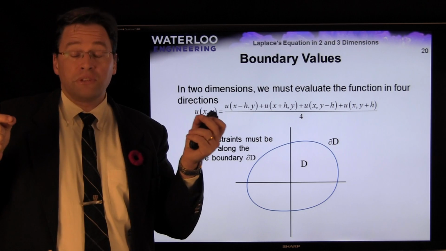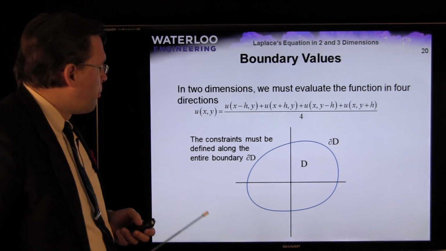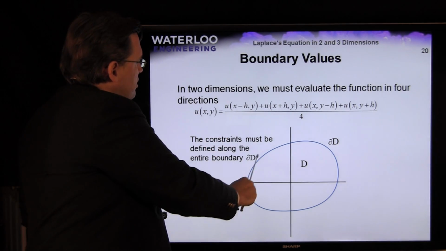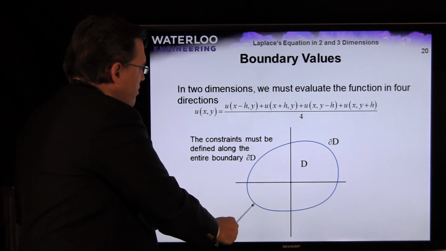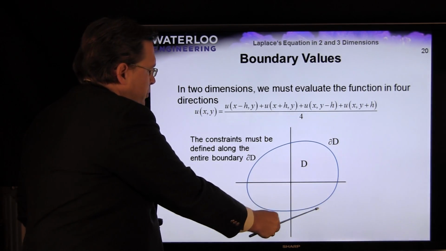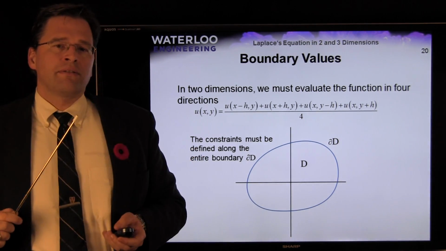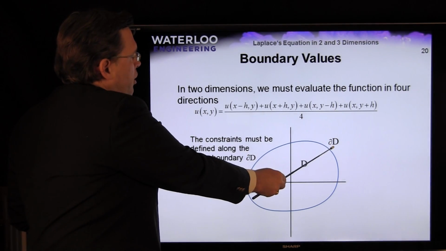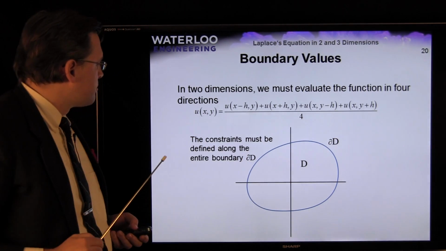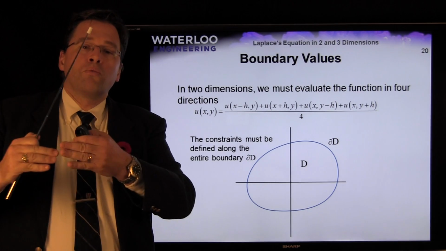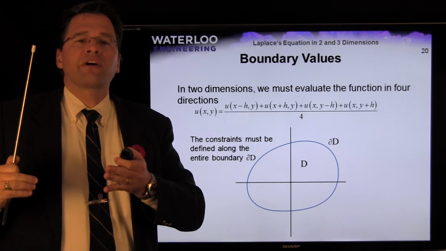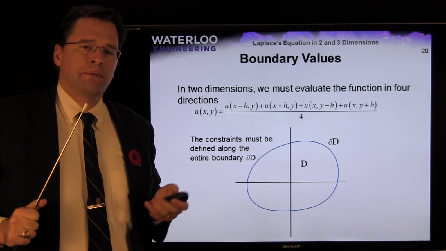In 2, and we'll see in 3 dimensions as well, we need to know what the concentration or the value or whatever the value of the function is on the boundary. And we're denoting the boundary by partial of the domain. So we need to know what the constraints are. Those are given in the problem.